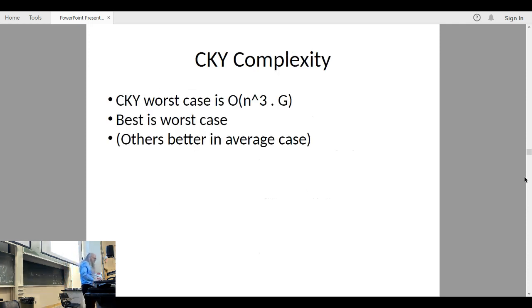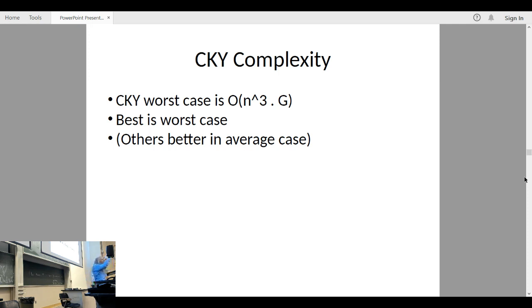Complexity in the worst case is actually n cubed times the number of rules in the grammar, but we have to check everything, okay? So the best is the worst case, that's not ideal. Often other algorithms are a little bit better in the average case, although it's hard to be better in the worst case for anything, because you really have to look at everything in the space of the words.